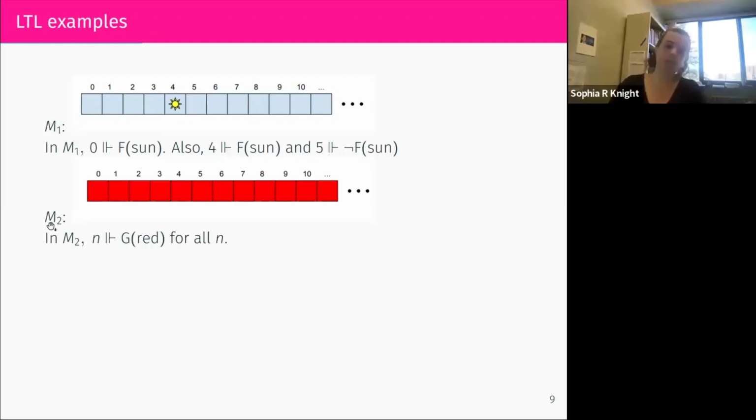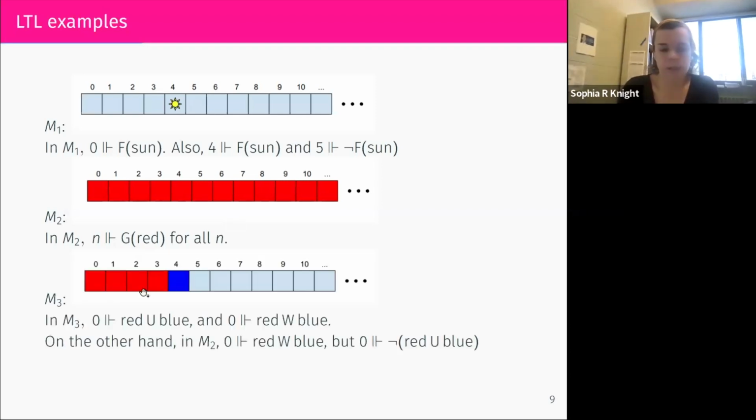This is M2. Red is our proposition, and every state is red. So this model makes G of red true for any n. So 0 makes G of red true, 5 makes G of red true, and so on.